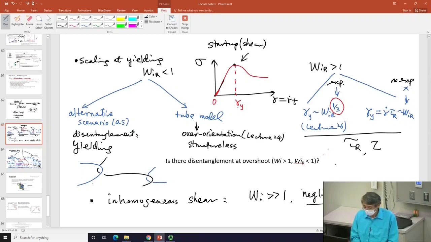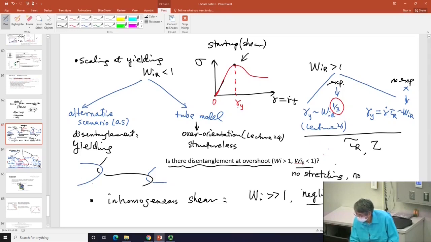because, and this question was raised for the tube model, is there disentanglement in the tube model? Of course there isn't, right? Why? In this limit, there is no chain stretching. And therefore, there is no Rouse chain retraction. And therefore, even if you want to blame something like chain retraction for disentanglement, you cannot even blame it because it doesn't happen.